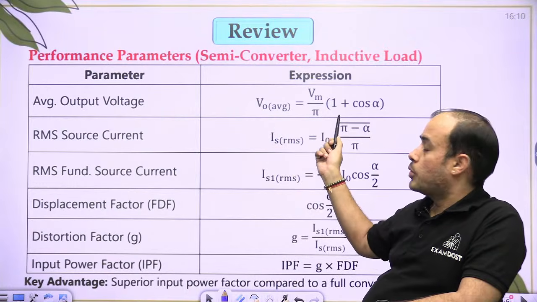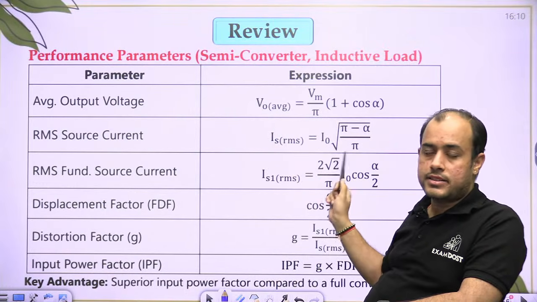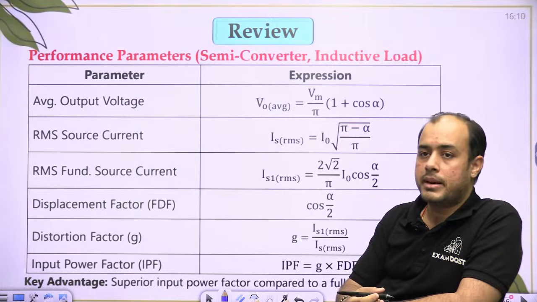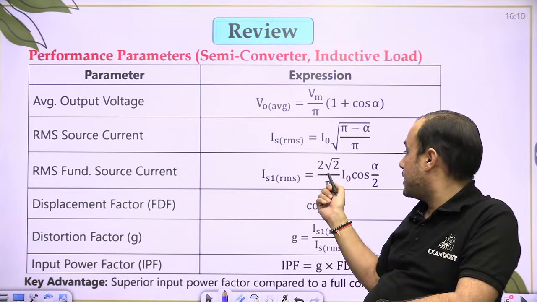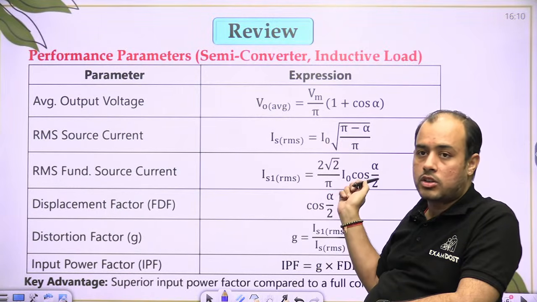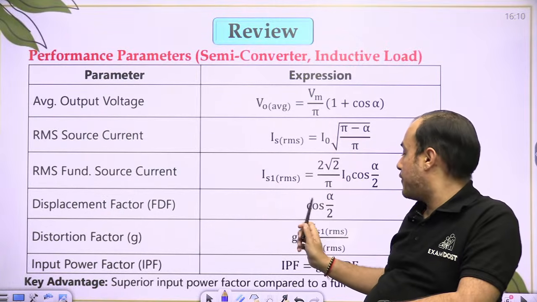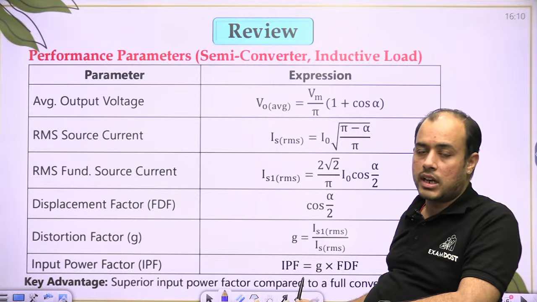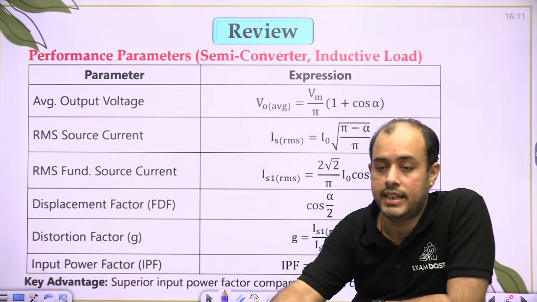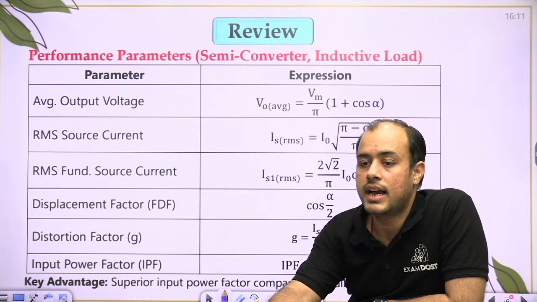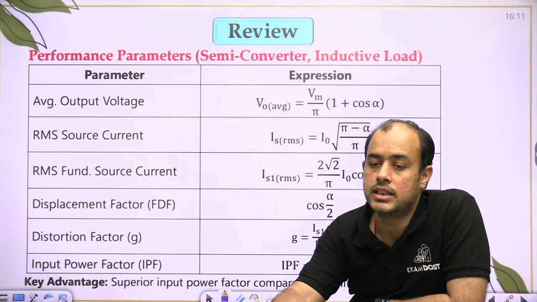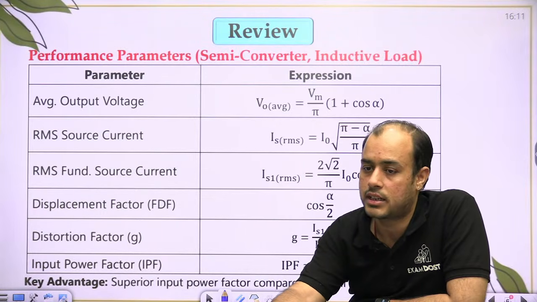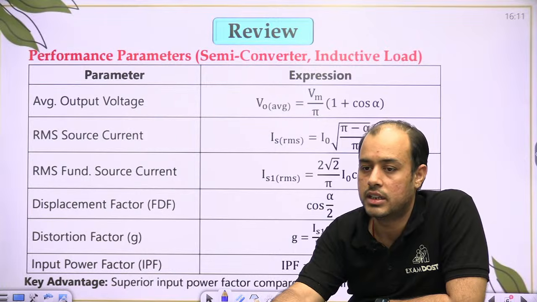So average output voltage is this. The RMS source current I0 by pi root pi minus alpha by pi. Fundamental RMS 2 root 2 by pi I0 cos alpha by 2. FDF cos alpha by 2. Distortion factor fundamental by total RMS. Input power factor is G into FDF. What is the advantage of a semi converter? It has a better power factor than a full converter.